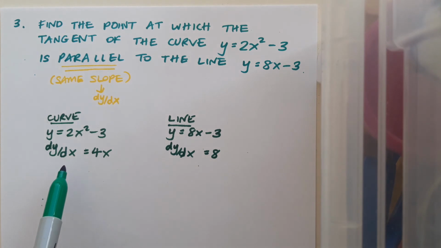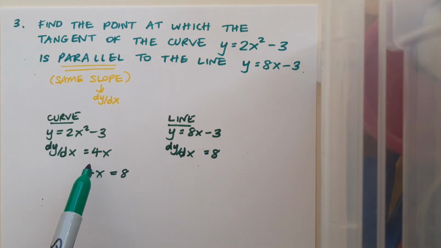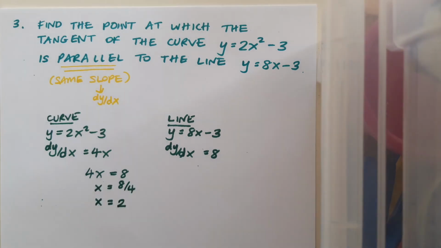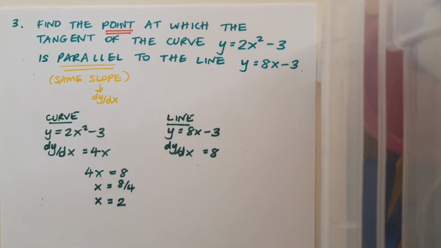Now, the curve and the line are parallel at a particular point, so I'm going to let their slopes be equal. So I'm going to say 4x from the curve is equal to 8 from the line, and then I can solve for x. So dividing by 4, I get x equals 2. Again, just note in the question, they didn't just ask for the value of x, they asked us to find the point. So if that's the case, I'm not satisfied with just the x, I have to have the x and I have to have the y as well.